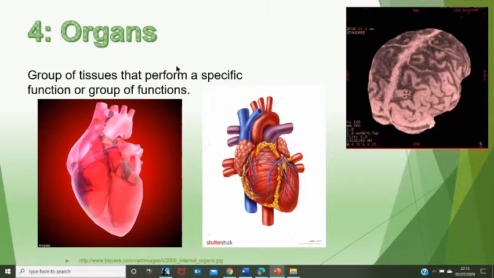Fourthly, we have organs. It's a group of tissues that perform a specific function or group of functions. So for example, our heart. I'm not really sure of the kind of tissue, but there are plenty of different tissues here. You have the tissue that creates a vein, the vena cava, I believe this one is, and you have the tissue that makes the heart. They connect together to make an organ which pumps blood around the body, to the lungs and to the body. The brain is another example, etc.